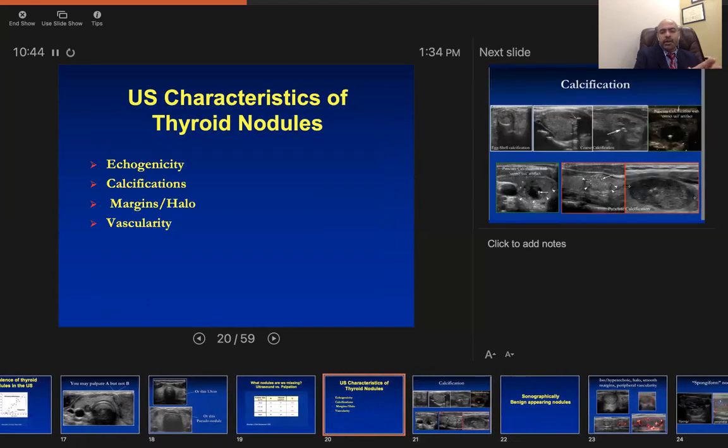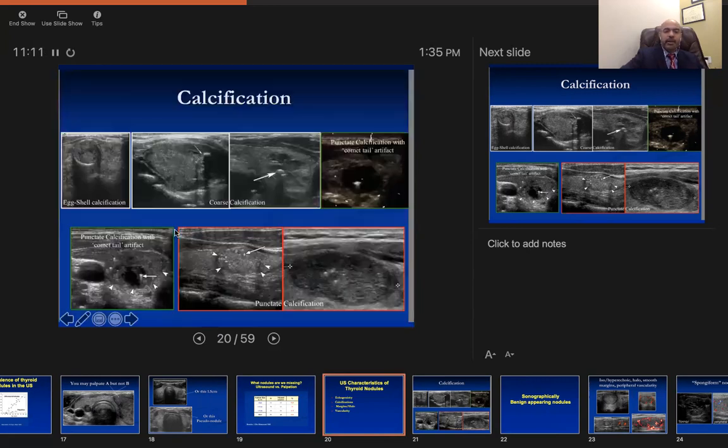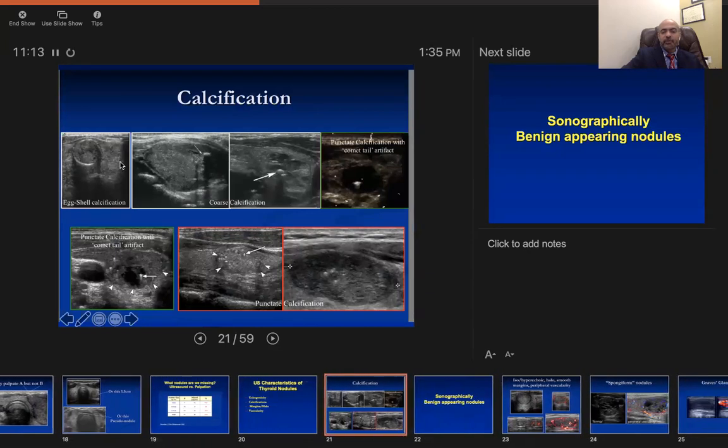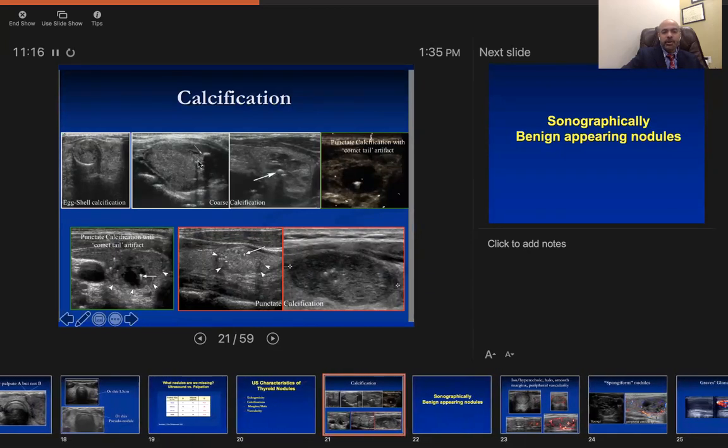Now, switching gears, this is important for you guys to learn, especially the house staff. What are the characteristics of suspicious thyroid nodules? You remember we talked about the algorithm, and that comes down to when you decide on FNA, all this information goes into that decision making. So echogenicity, calcification, margins, halo, and vascularity, these are the features that we look at. What are calcifications and how do you differentiate them from comet tail?